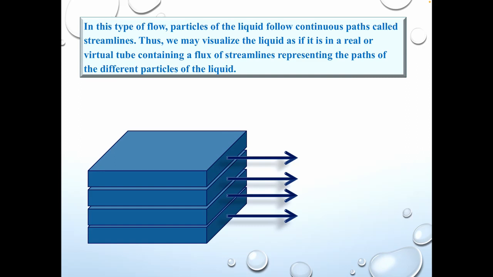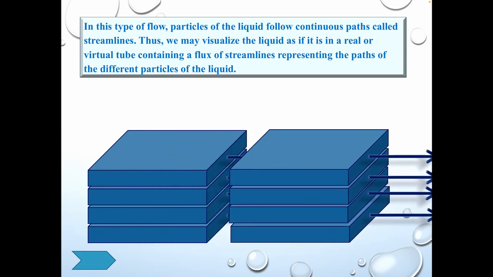In this type of flow, particles of the liquid follow continuous paths called streamlines. These lines are called the streamlines. They are imaginary lines, but from these lines we can know the speed of the molecules, the direction of the molecules, and the speed of the fluid in this area or at this point. We will study the streamlines.